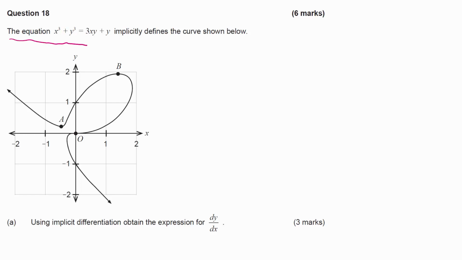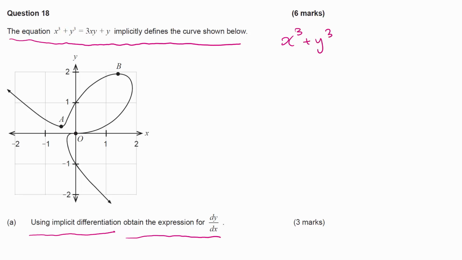The equation x cubed plus y cubed is 3xy plus y implicitly defines the curve shown below. Using implicit differentiation, obtain the expression for dy/dx. So we're starting with x cubed plus y cubed is equal to 3xy plus y.